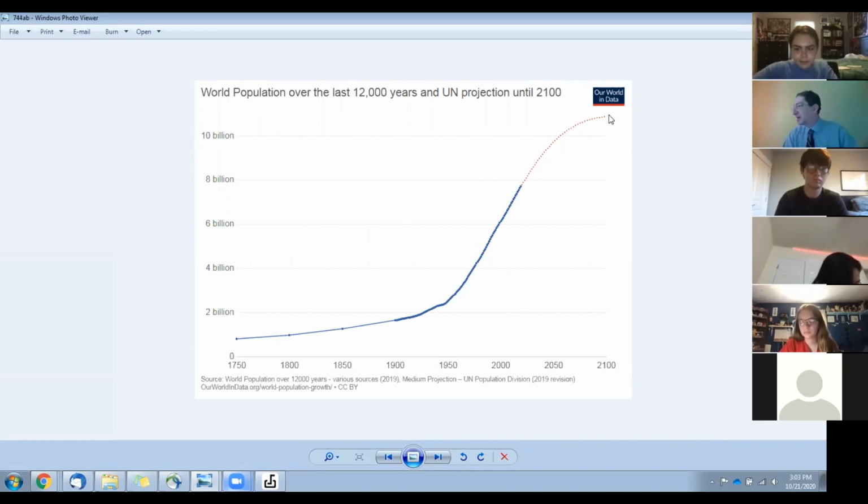But at the same time, all these people require energy. And the primary source of energy right now is burning fossil fuels.